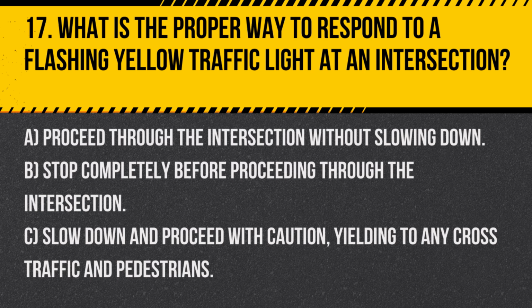Question 17. What is the proper way to respond to a flashing yellow traffic light at an intersection? A. Proceed through the intersection without slowing down. B. Stop completely before proceeding through the intersection. C. Slow down and proceed with caution, yielding to any cross traffic and pedestrians. Answer: C. Slow down and proceed with caution, yielding to any cross traffic and pedestrians. A flashing yellow light signals caution.